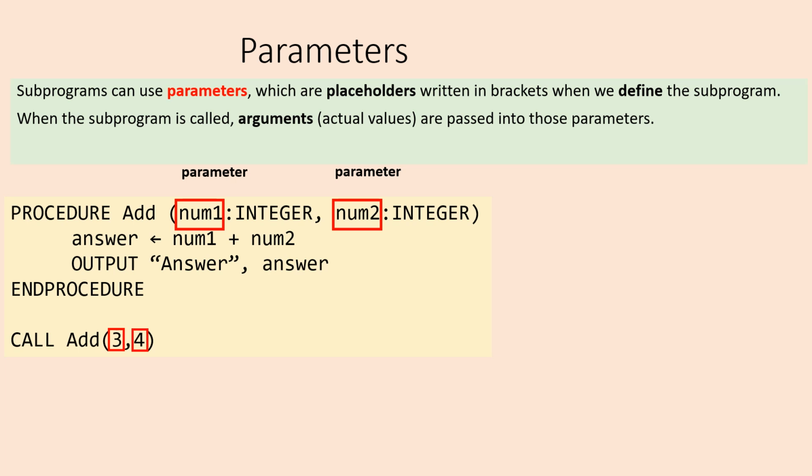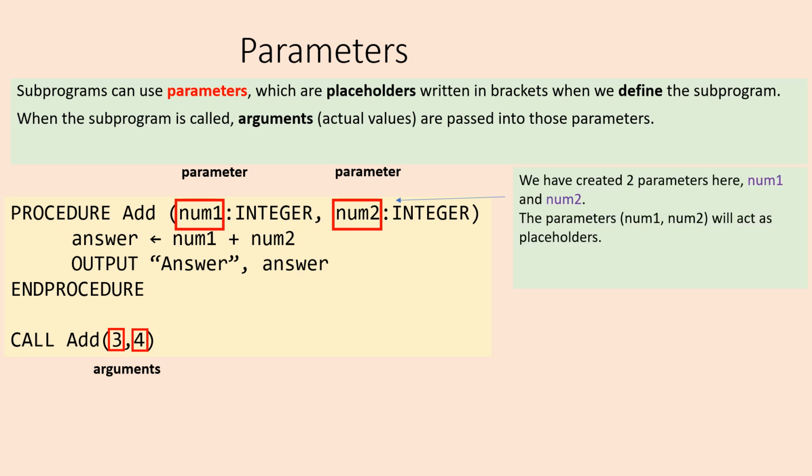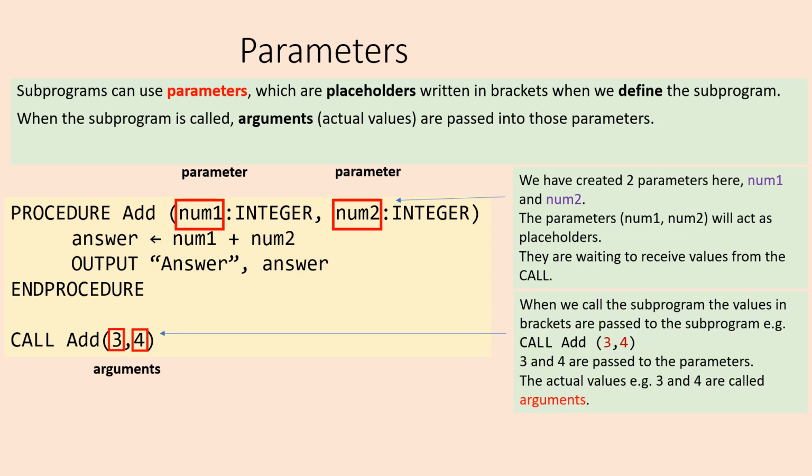Once they've been passed, so they're in those placeholders, those parameters, the subprogram can simply use them just like it would use a normal variable. Okay, so worth making some notes here if this is something new to you. So we have got 2 parameters, num1, num2. Parameters will act as placeholders for the arguments we're going to pass to them. They're waiting to receive values from the call down here. They're waiting to receive the arguments.